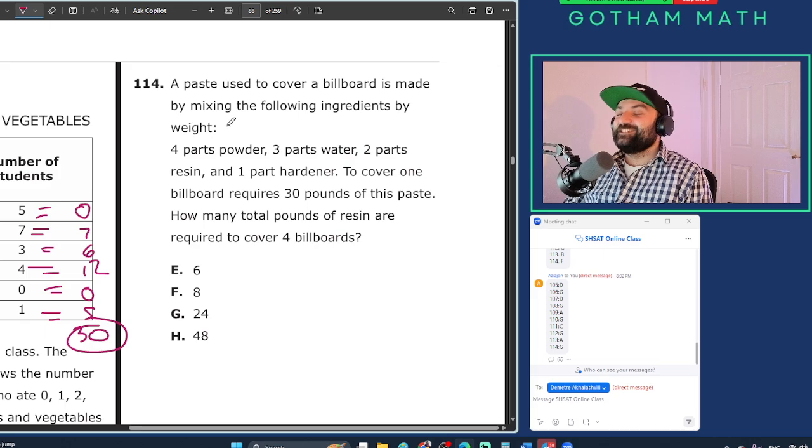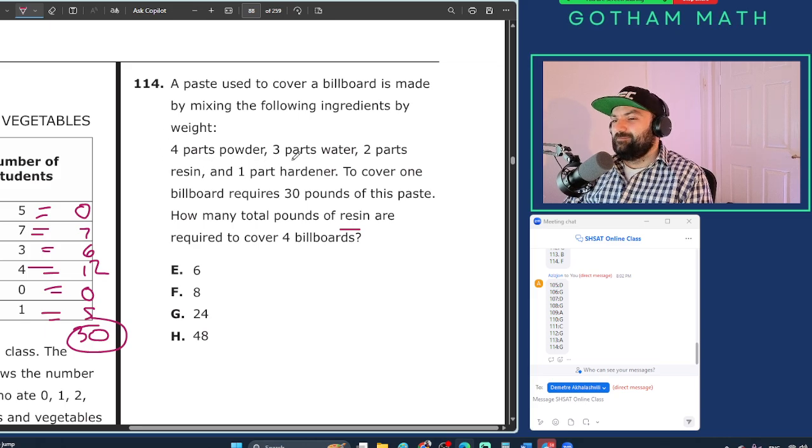All right. A paste used to cover a billboard is made by mixing the following ingredients by weight: 4 parts, 3 parts, 2 parts, 1 part of different things. To cover the billboard requires 30 pounds of this paste. How many total pounds of resin are required to cover 4 billboards?